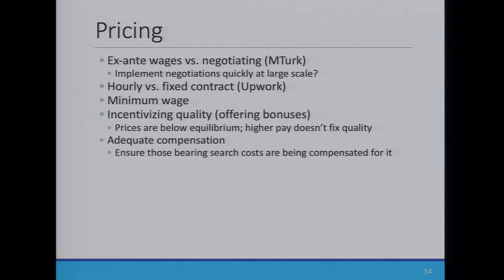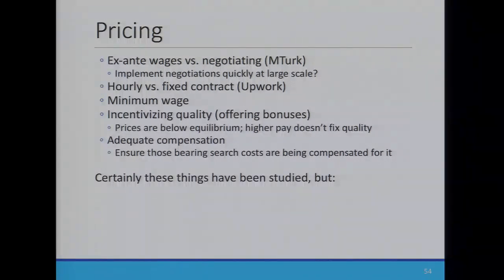And also adequate compensation. Especially in Mechanical Turk, workers are bearing all of the search costs. They have to find the jobs, they have to figure out if the employers are good. There's no information on Mechanical Turk. So in practice, what they're doing is using third-party websites to give reputations to the employers, and they're getting very low wages. So is there adequate compensation when you're bearing the search costs?